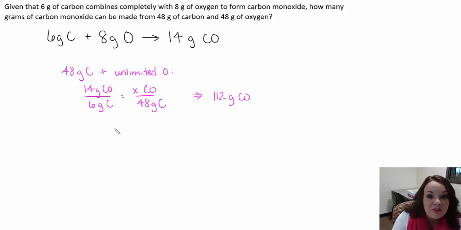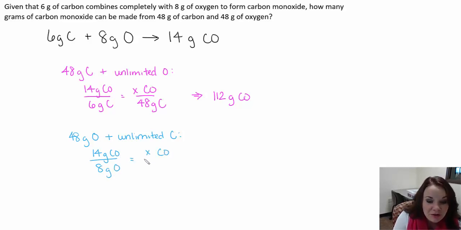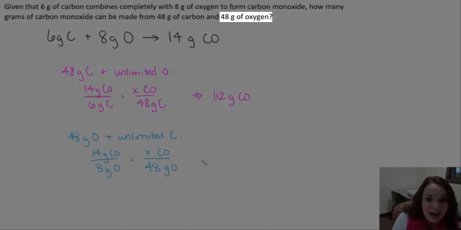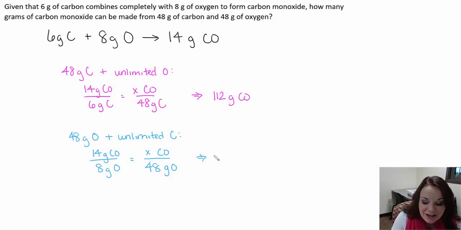So now I'll do the same thing for the oxygen. They tell me that I have 48 grams of oxygen, and I'm going to assume that I have an unlimited amount of carbon. I'm going to set up a very similar ratio. My 14 grams of carbon monoxide over the original 8 grams of oxygen will be proportional to the amount of grams of carbon monoxide that will be produced from 48 grams of oxygen. And so once I solve that out, I end up getting 84 grams of carbon monoxide.